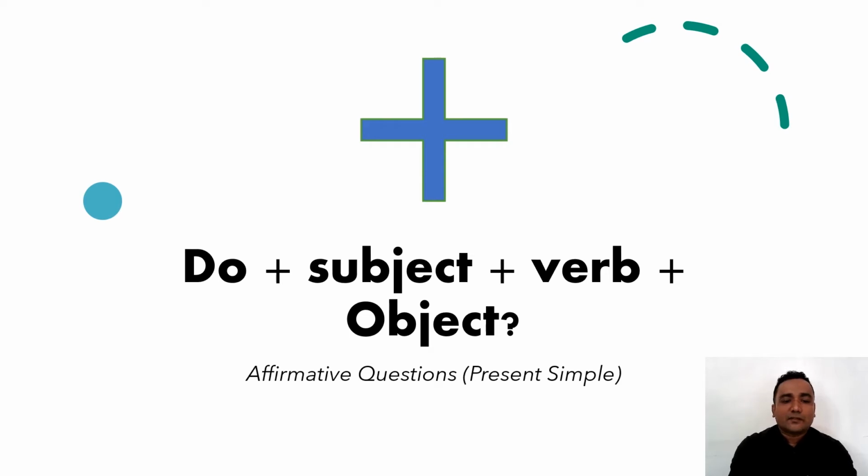So as you can see here, do, then the subject. For this subject we are going to use you and we, they and any plural nouns. So this verb should be in simple form, right?